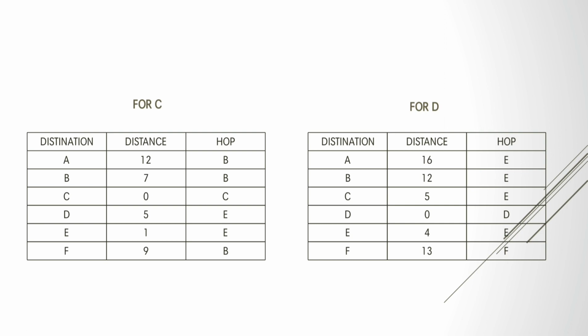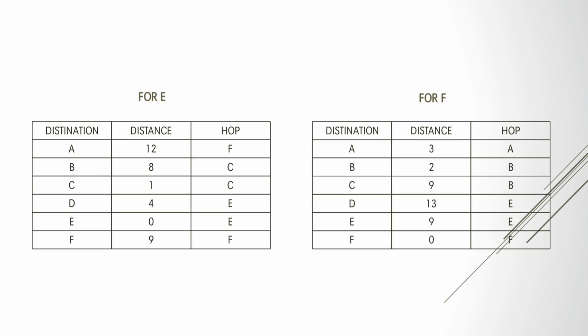Next, the next table is for D. From D to A, the minimum distance is 16 through E. From D to B, the minimum distance is 12 through E. Next, for the destination D to C, the minimum distance is 5 through node E. D to D, there will be no distance, so it's 0 and the neighborhood is D. From D to E, the minimum distance is 4 through E. Then D to F, the minimum distance is 13 through E.